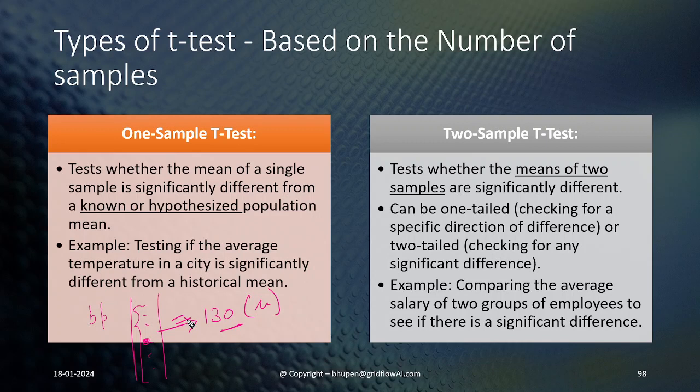A two sample t-test would be like two samples. Let's say patients from some country here, and another group of patients from a different country, and you want to see whether the blood pressure readings from these two countries are the same or not. So that's called a two sample t-test.